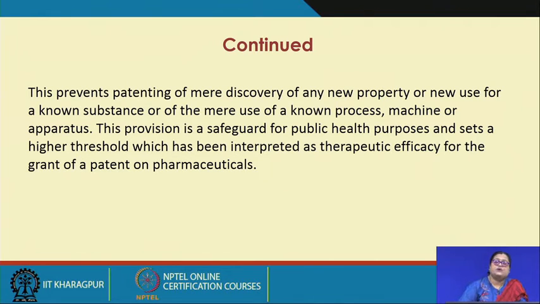This also prevents patenting of mere discovery of any new property or new use for a known substance, or of the mere use of a known process, machine or apparatus. This provision, as I have already discussed, is a safeguard for public health purposes, and sets a higher threshold, which has been interpreted as therapeutic efficacy, for the grant of a patent on pharmaceuticals. So, it is a very, very important aspect from the angle of public health, because if you are going to safeguard every part of your knowledge, and if you are not going to share it with others, if you are going to restrict others from experimenting on it, then public health in general may suffer. So, to safeguard public health, this is a very, very important provision.